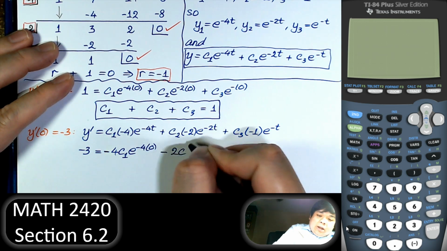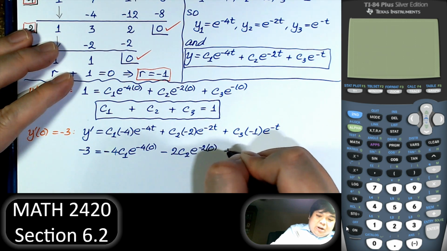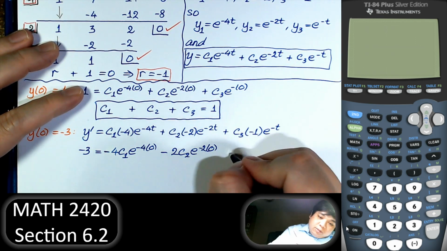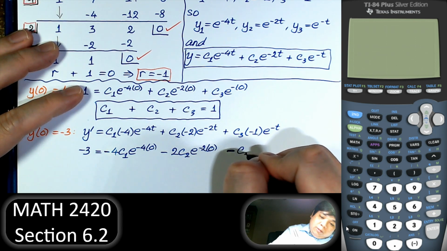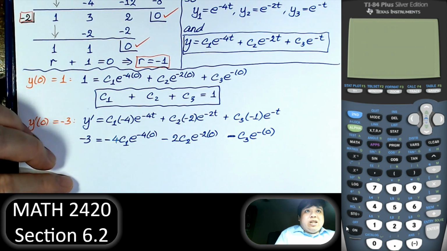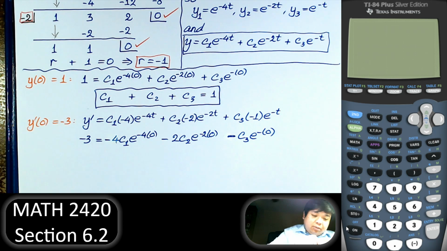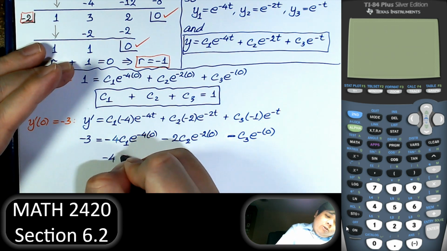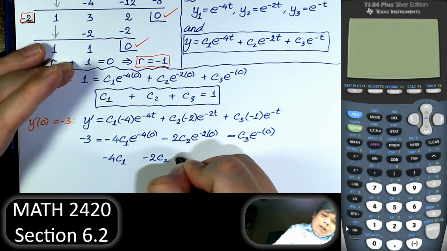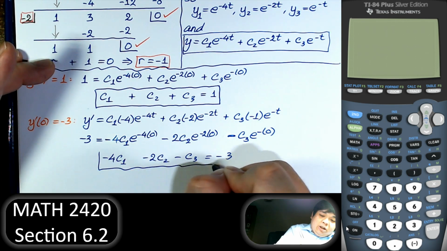Yeah, I put a negative 2 in front, that looks better. T equal to 0. Once again, e to the 0 power is 1. So we have negative 4c1, negative 2c2, negative c3 equal to negative 3. So that is the second equation.